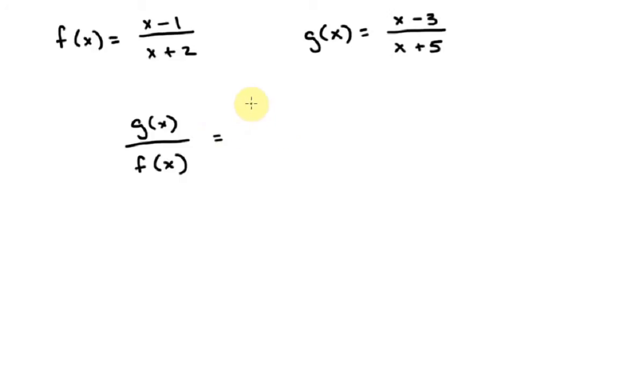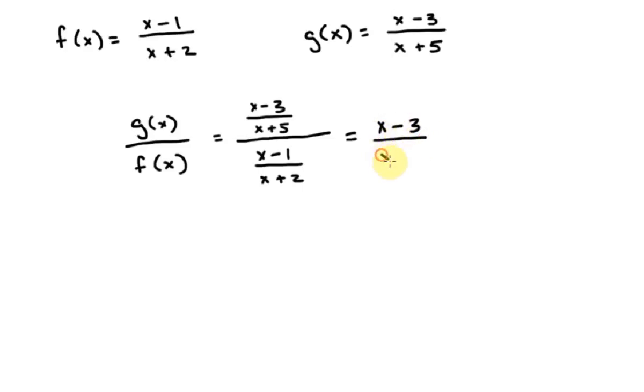Well, function g is this whole mess, x minus 3 over x plus 5, and that's all over x minus 1 over x plus 2. So now the question is, how do I simplify this? Well, let me show you. Remember that fractions mean the top divided by the bottom. So why don't we just write these side by side and divide the top by the bottom. I think it makes it a little bit easier if you write them side by side.